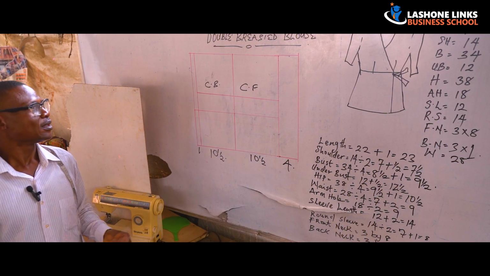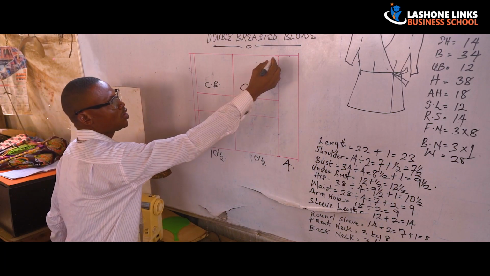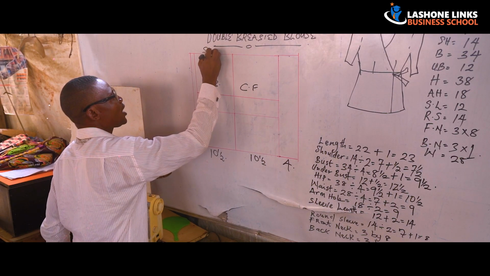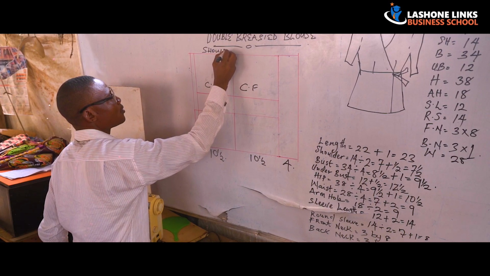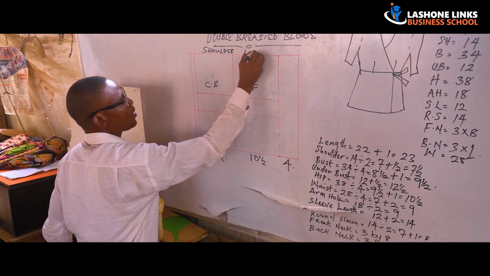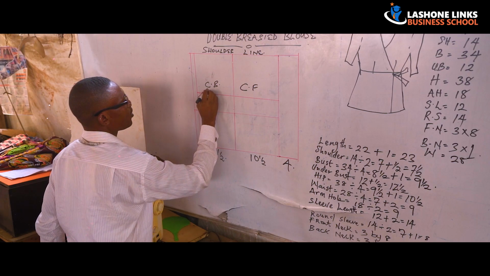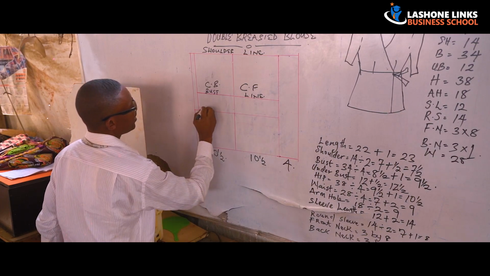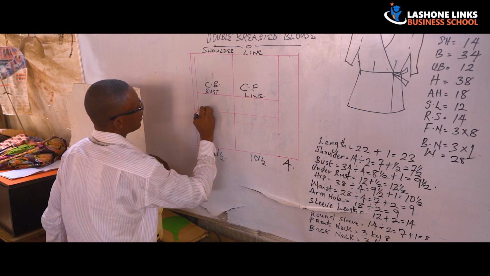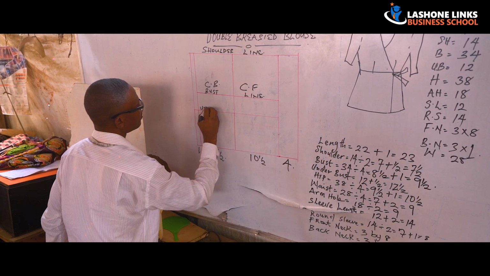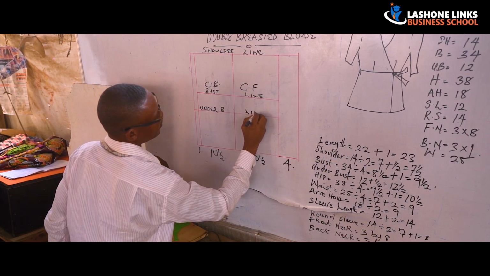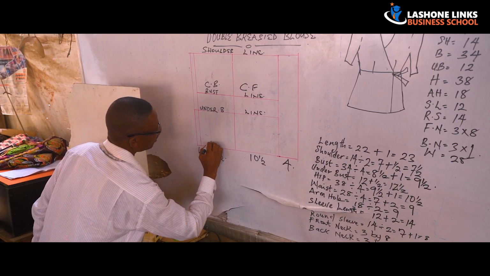Yes. Right? Now you will get your bust line. This place is your shoulder line, while here is your bust line. Here is your under bust line, while here is your hip line.